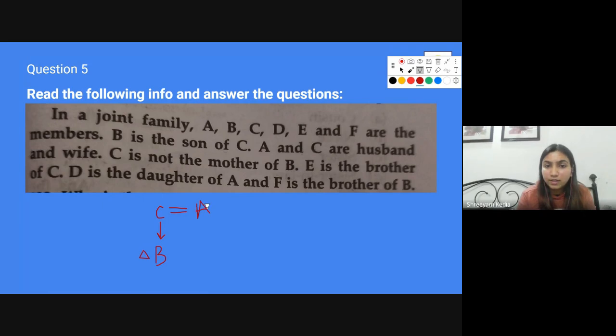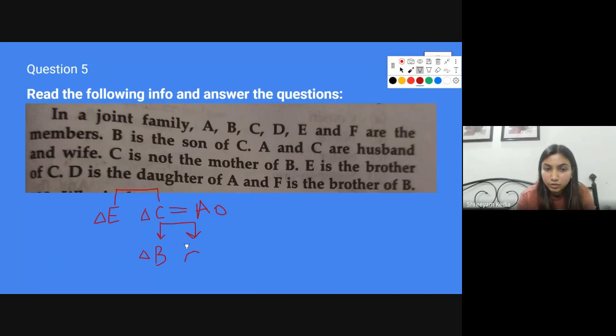C is not the mother of B. If C is not the mother, then C must be the father. And A must be the mother. So A must be female and C must be male. E is the brother of C. So we have E as the brother of C, which means E is also male. And D is the daughter of A, means C and A have a son and a daughter.